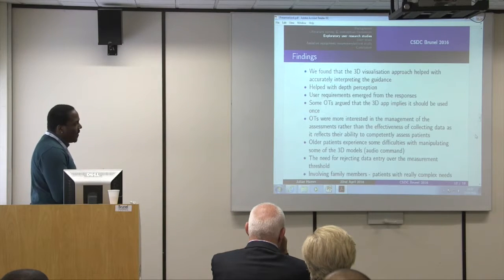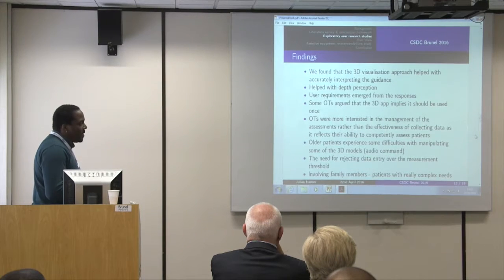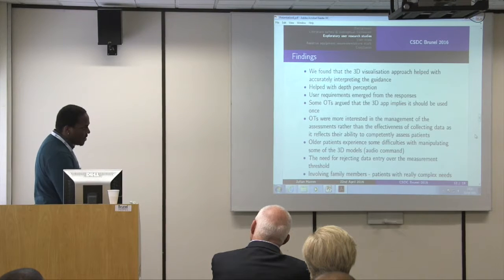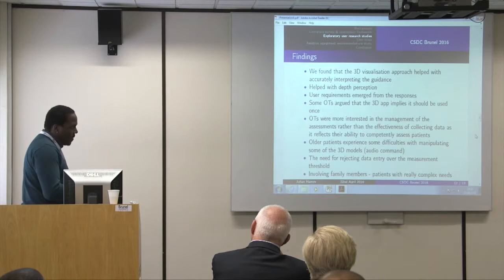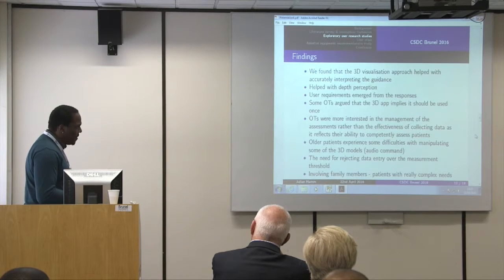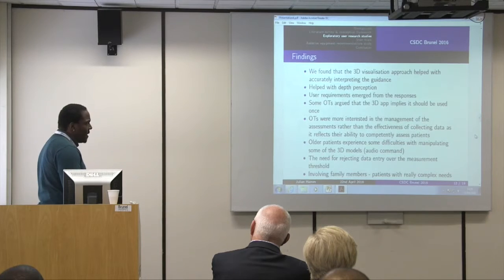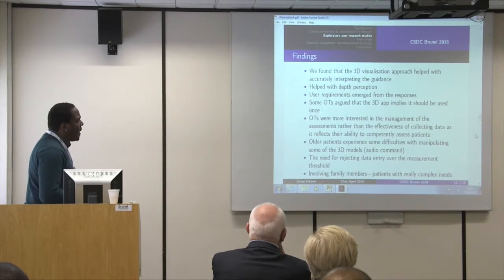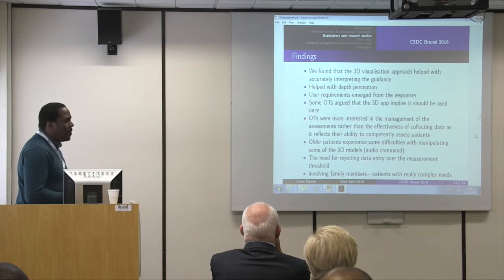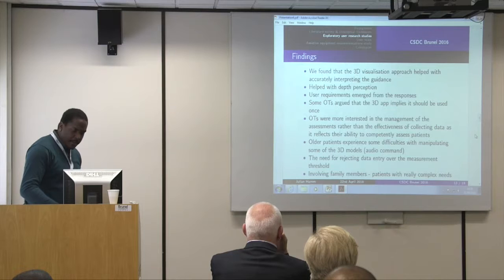And one of the things that came up out of this iteration was rejecting data entry that is over a specific measurement threshold. So for instance, the length of a bath can't be 100 inches, otherwise it will affect the recommendations that the app might make. And then also involving family members of older adults if the patients have really, really complex needs.